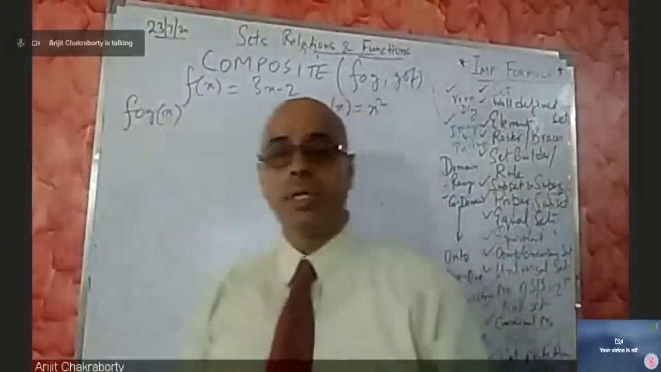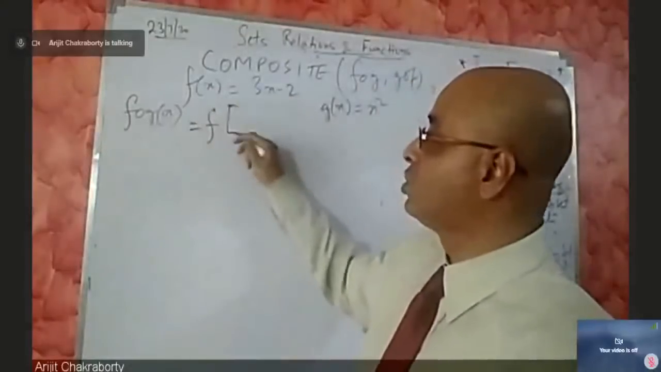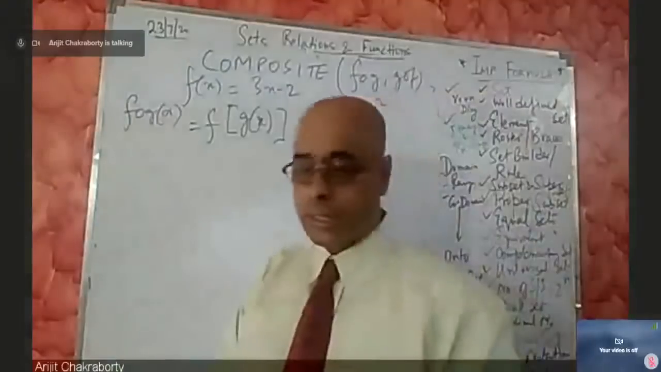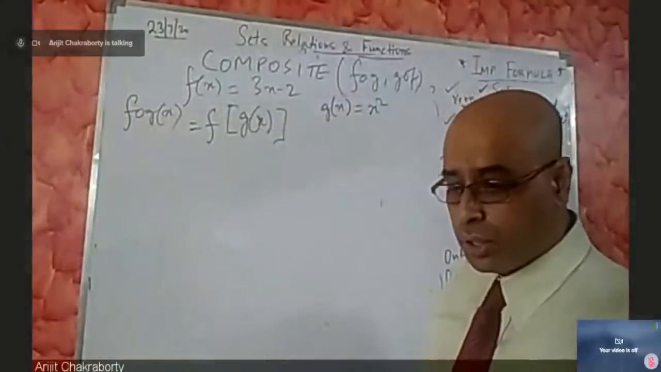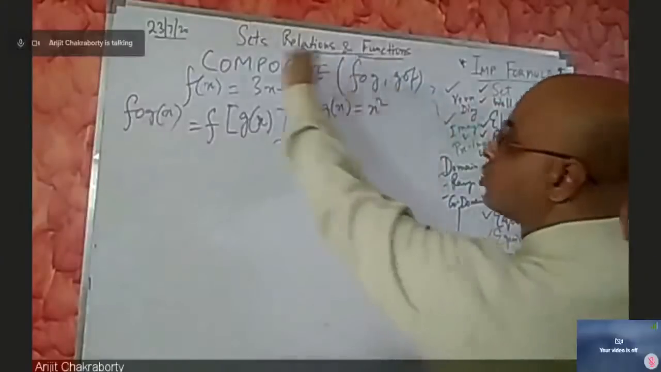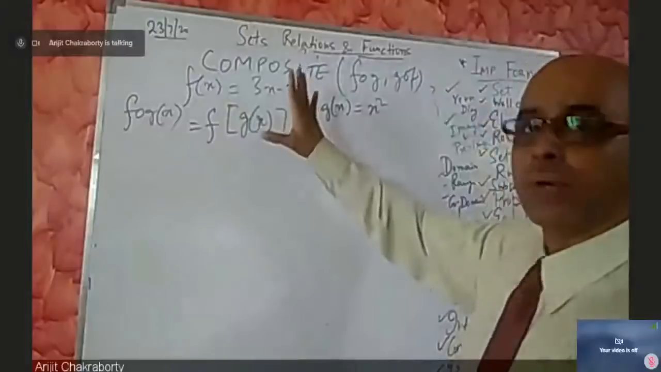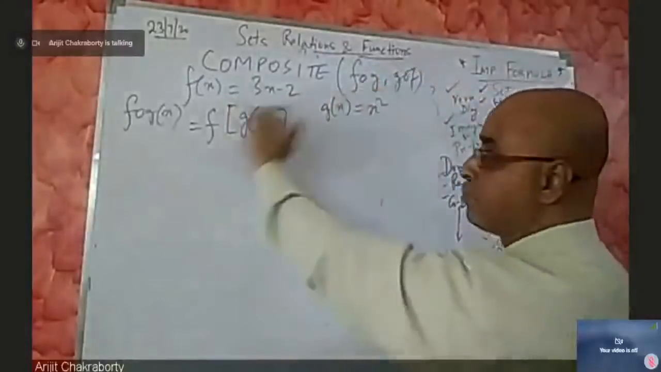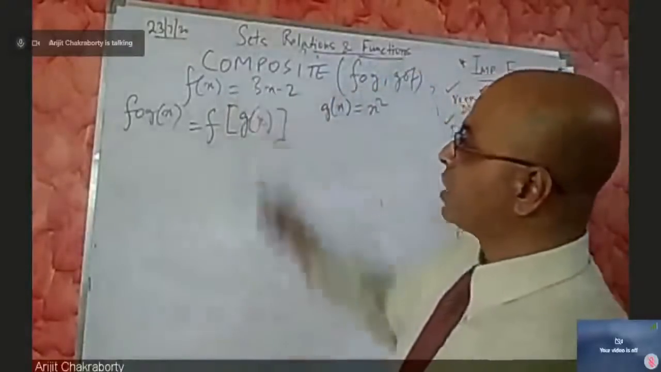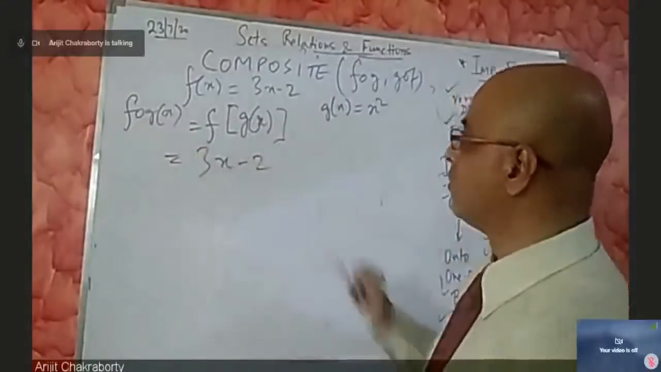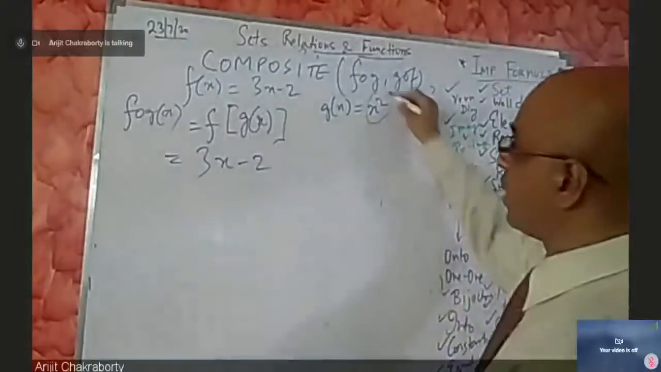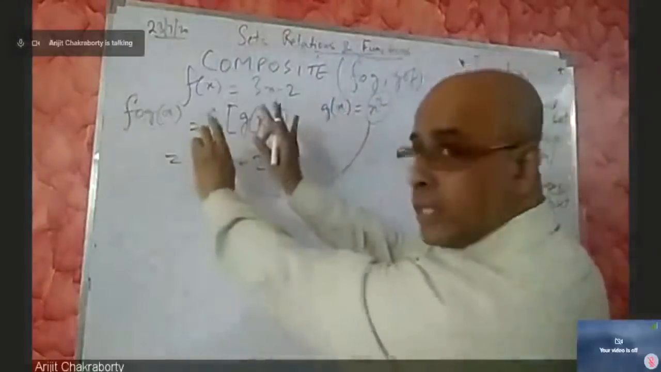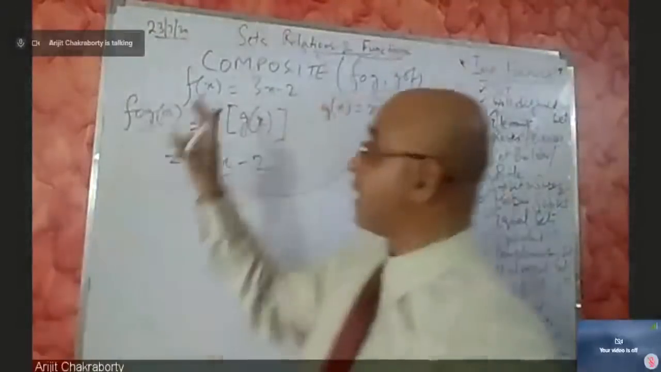Now FOG actually means f of g(x). That means you put the g(x) value into f(x). You just take g(x), pick it up and put it into f(x). So the main function is 3x minus 2. If I take g(x) equal to x square, I will put x square in place of x. I take g(x), throw it into f(x). That is FOG(x).